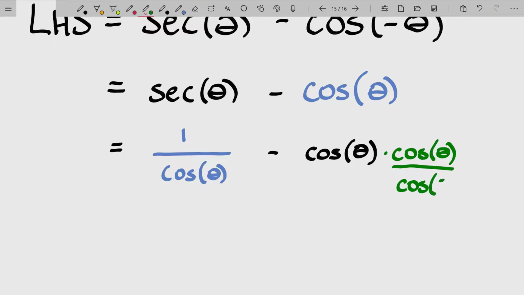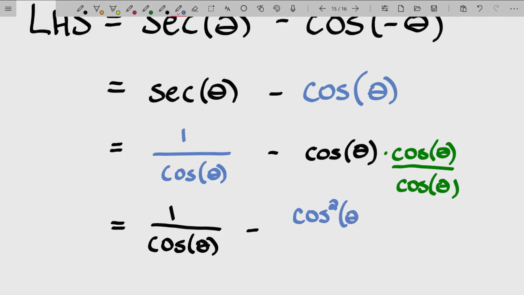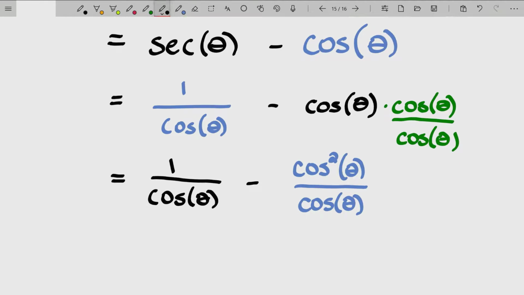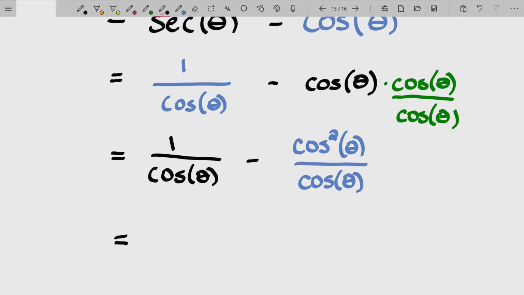Then they would have a like denominator. So I'm going to go ahead and do that. I'll say this is equal to 1 over cosine of theta, and then we multiplied numerator and denominator of that second term, and it became cosine squared of theta over cosine of theta. Now that they have the same denominator, you can add them up, or in this case, take their difference.